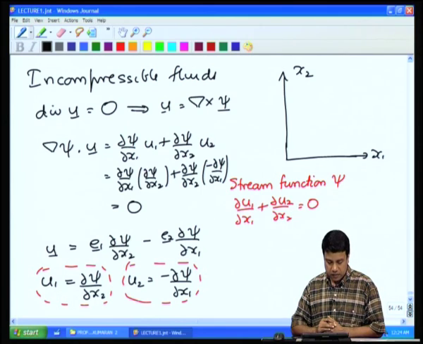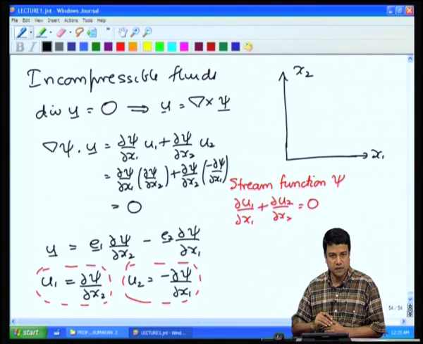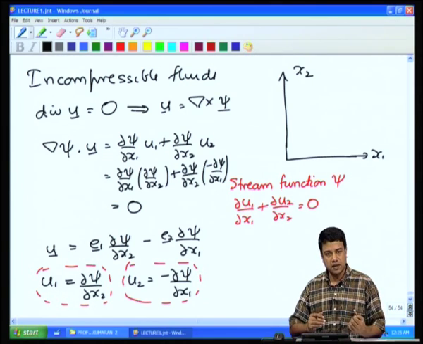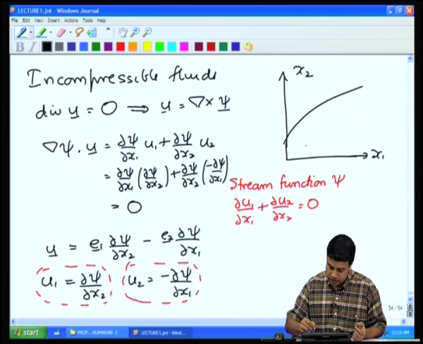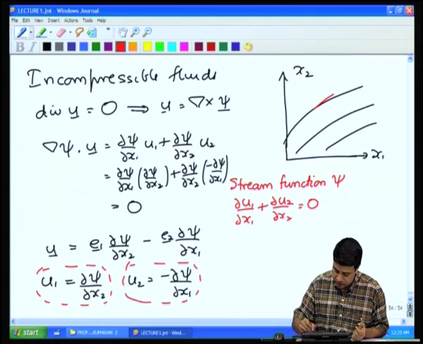If grad psi dot u is equal to 0, then grad psi dotted with a vector is 0 only if that vector is along a surface of constant psi. That means u is parallel to a surface of constant psi. I said that if you take grad psi dotted with delta x, that will be 0 only if delta x is along the direction in which psi is a constant. Since grad psi dot u is equal to 0, u is along the direction where psi is a constant. That means the velocity vector is tangent to lines of constant psi.